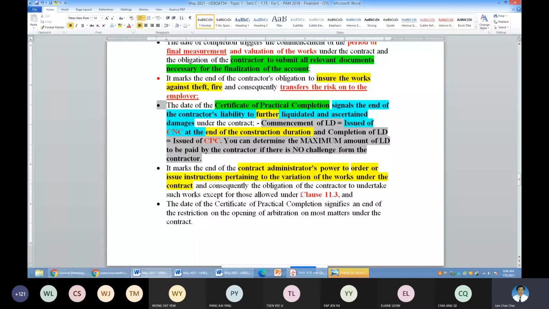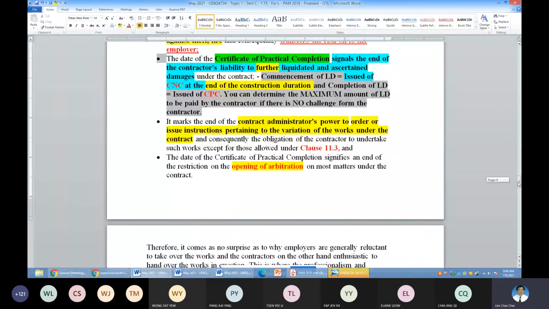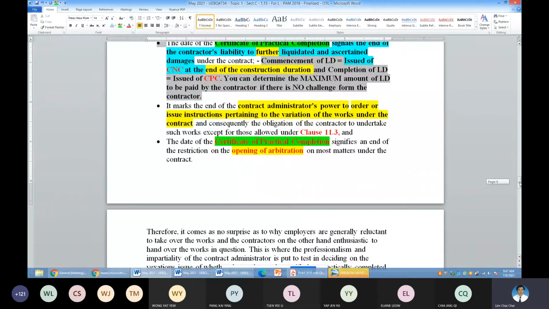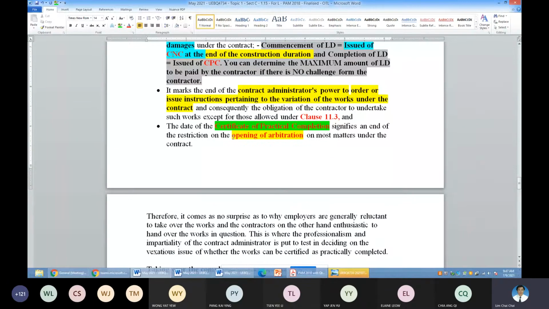So the CPC is the day where the contractor wants to challenge the decision of the architect can commence already. So it is the important date. Once it's issued, the contractor got the right to commence the arbitration proceeding on those items that need to be commenced after the CPC.